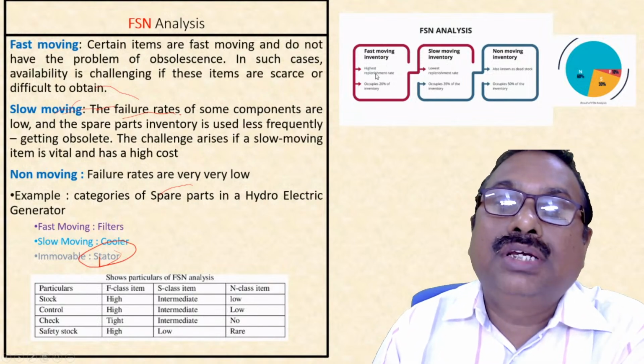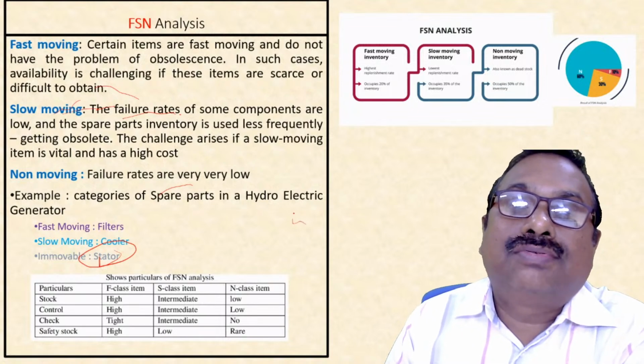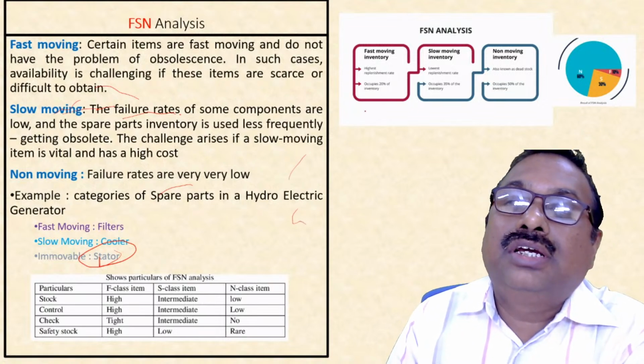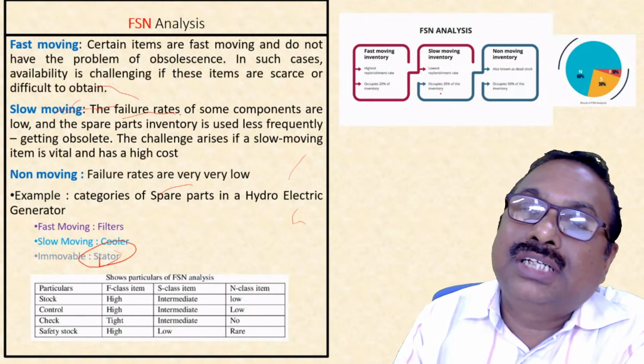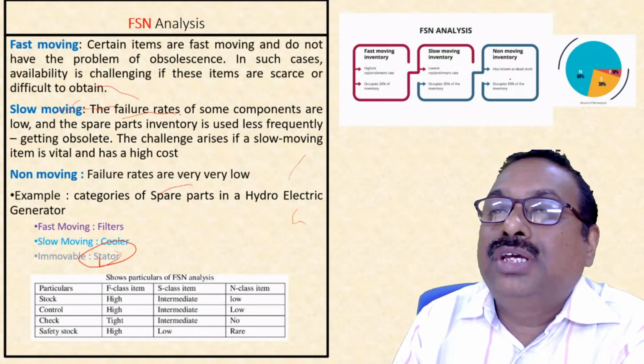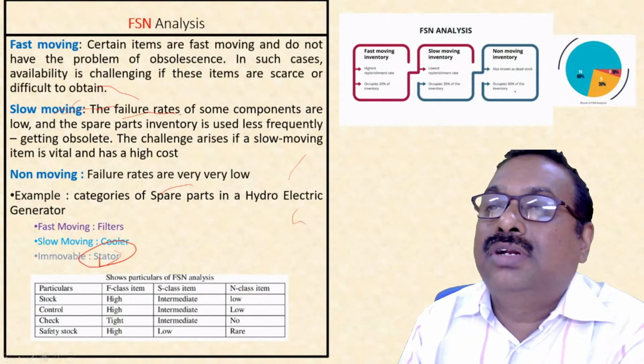Fast moving, with the highest replenishment rate, occupies 20% of inventory. Slow moving, with the lowest replenishment rate, occupies 35% of inventory, and non-moving, also known as dead stock, occupies 50% of the inventory.